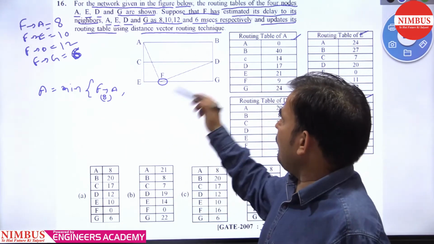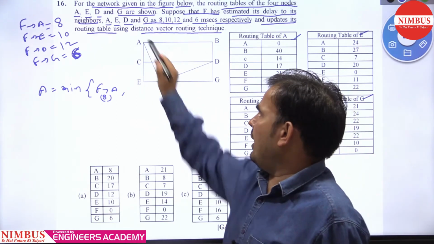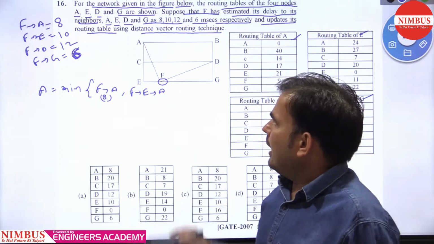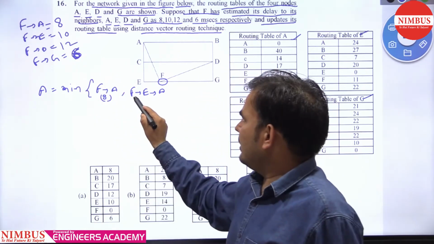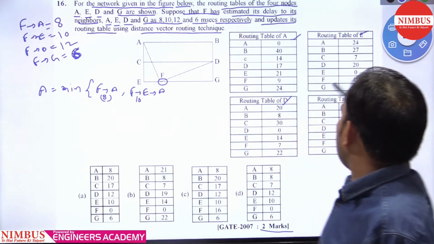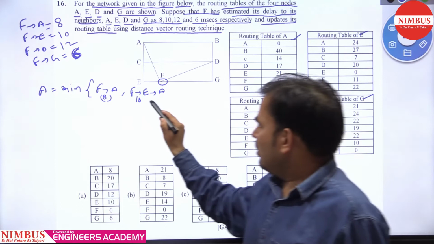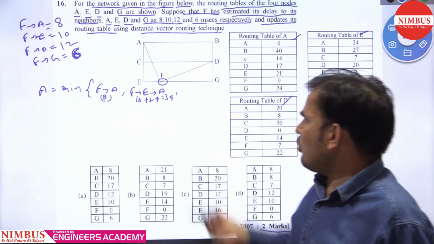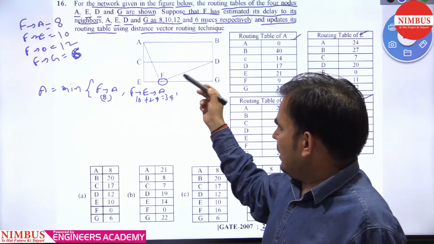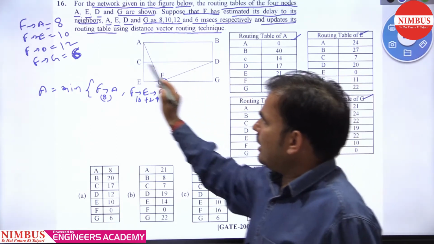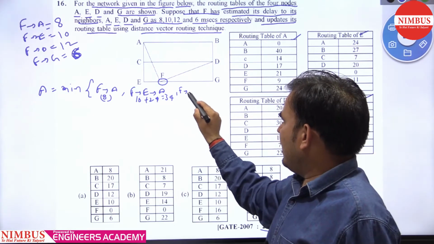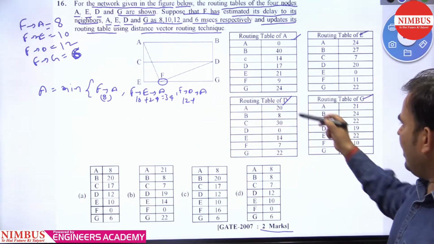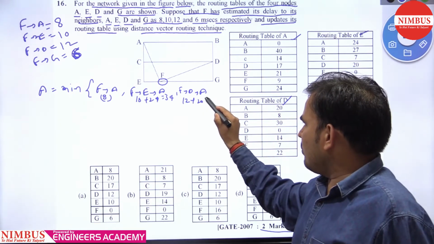How else can you reach A? If you go F to E, then E to A. The estimated delay F to E is 10, and in the routing table of E, E to A is 24. So 10 plus 24, total is 34. Or you can go from F to D, then D to A. F to D is 12, and in the routing table of D, D to A is 20. This is equal to 32.